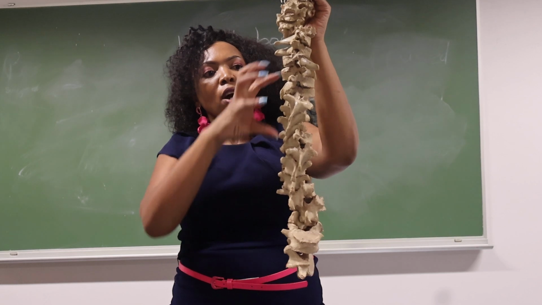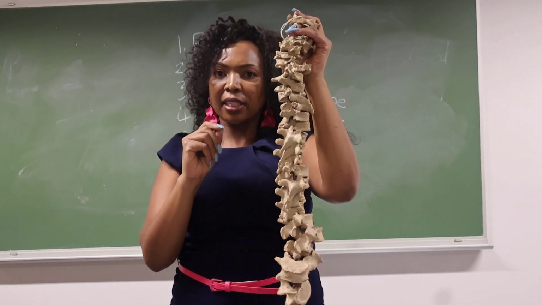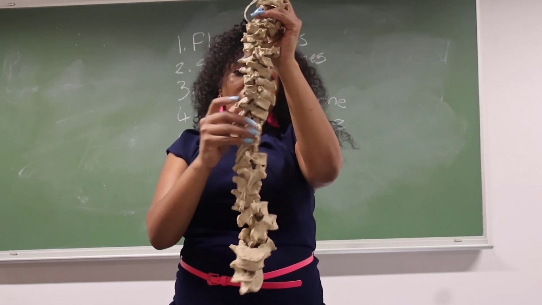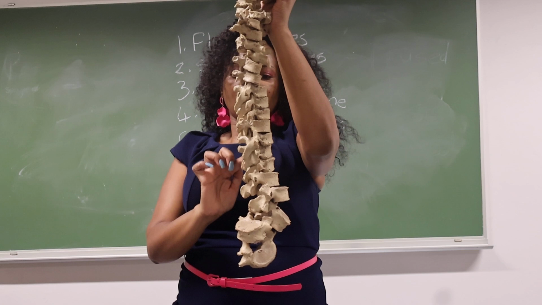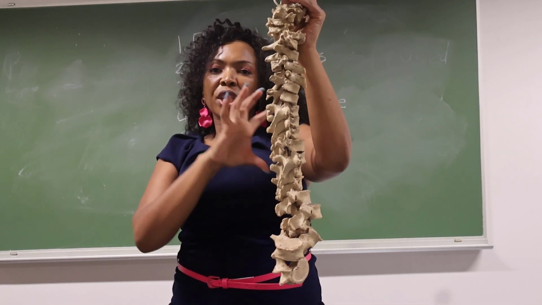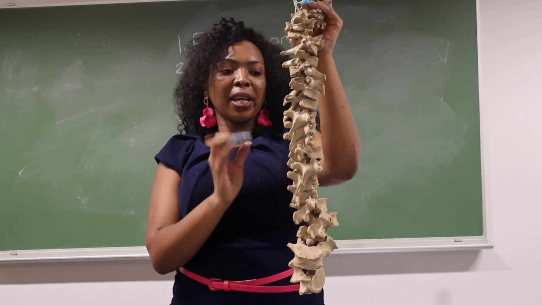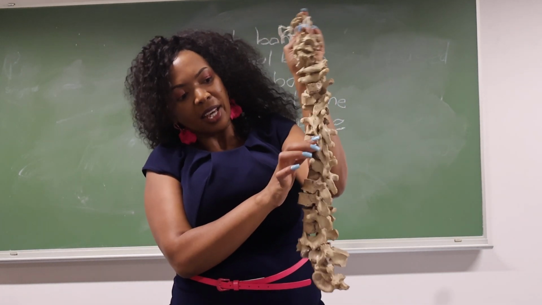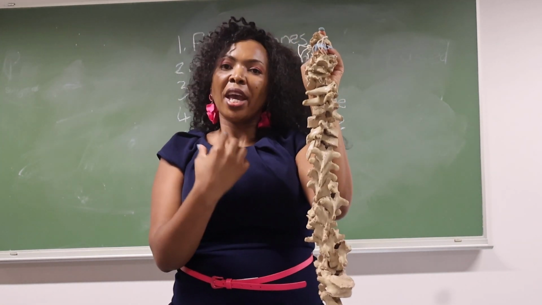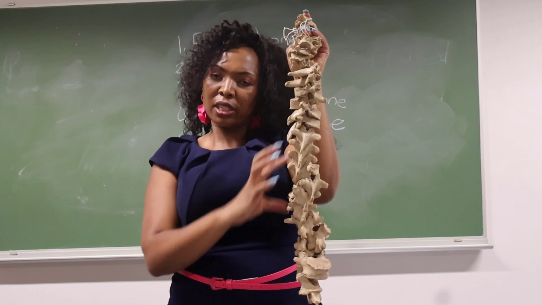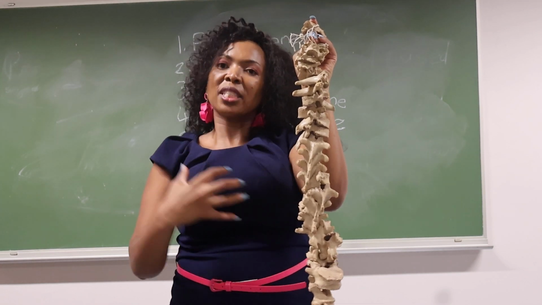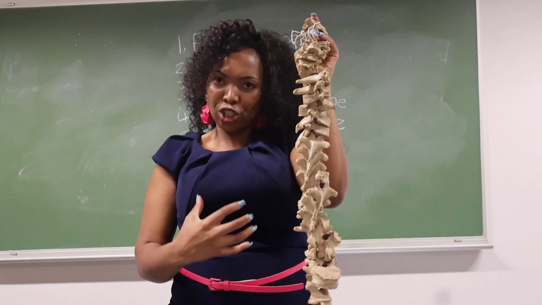And then we have the thoracic vertebrae. This is from T1 right through T12. So these are the ones that provide a space. If you check here, there's a space for attachment of the ribs. And they also help in protecting the spinal cord and supporting the organs in the thoracic cage.